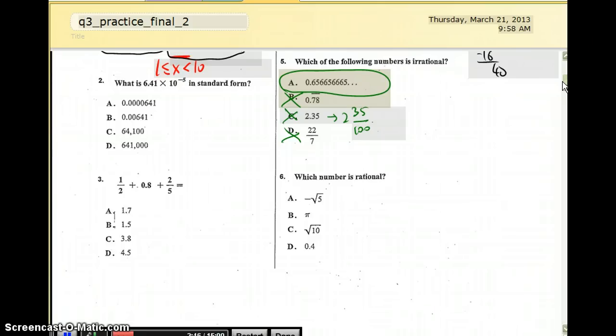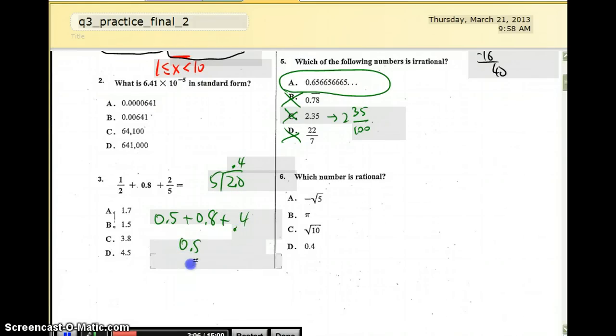Number 3. I'm going to take 1/2, add it with 0.8, and then add it with 2/5. 1/2 is the same decimal as 0.5, and I'm going to add 0.8, and then add 2/5. 2/5 is the same as 2 divided by 5, which is 0.4. So that's 0.4. So if I add them all up, I'm going to line up my decimals. I don't even really need the zeros if I don't want to have them there. And if I add them all up, I get 7, 1, 1, and then 0.7.